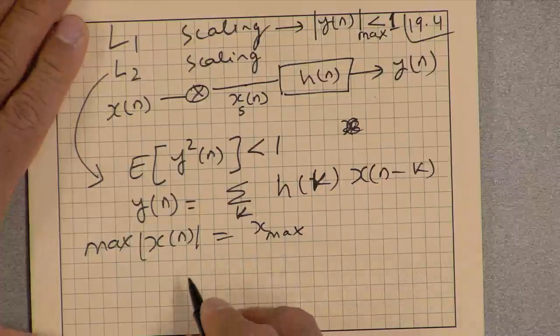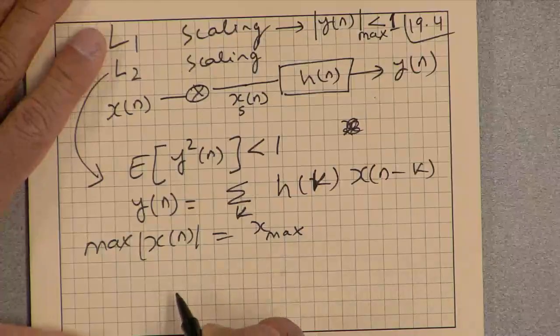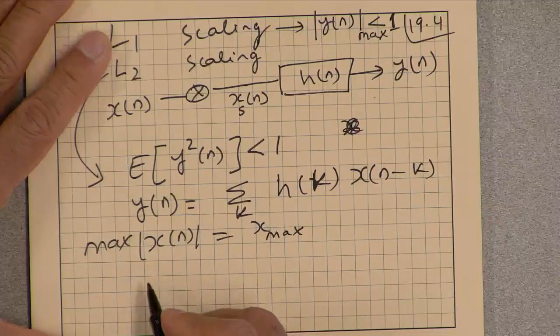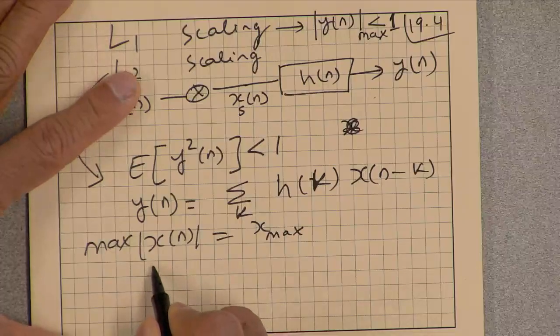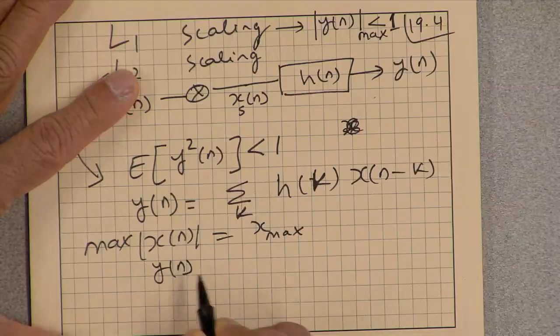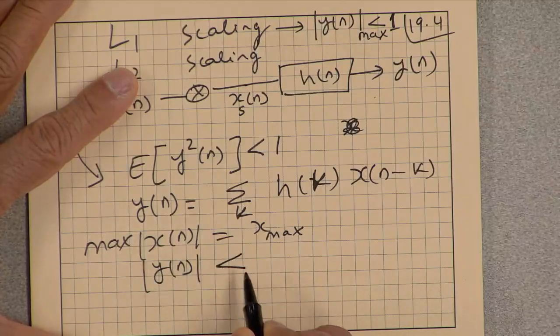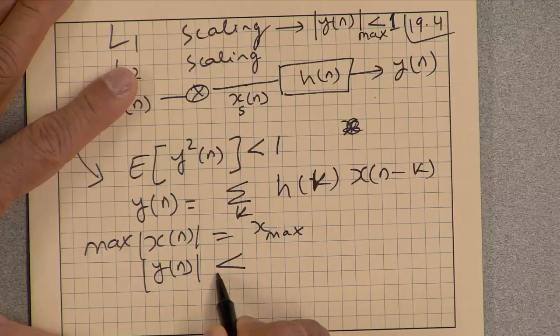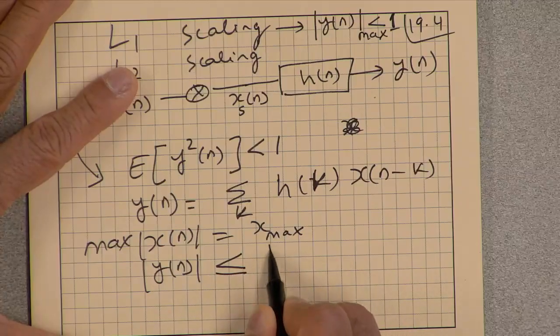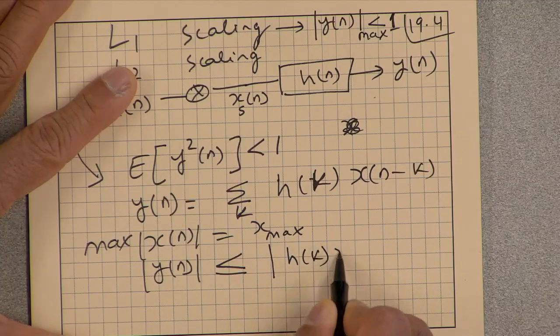So the absolute value of y[n] is going to be less than or equal to the sum of the absolute value of h[k] x[n minus k].